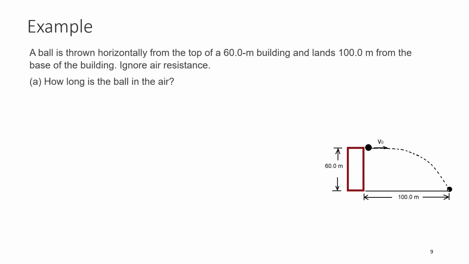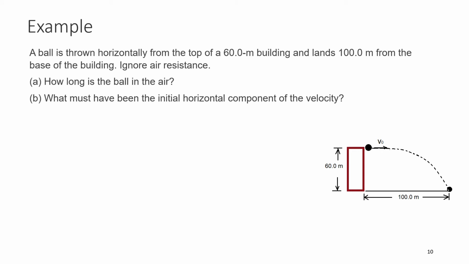For question A, we use this equation to calculate the time t. The initial position y0 equals 60.0 meters. The final position y equals 0 because the ball lands on the ground. v0y is 0 because the ball is thrown horizontally. Plugging in all the numbers, we have t equals 3.50 seconds.